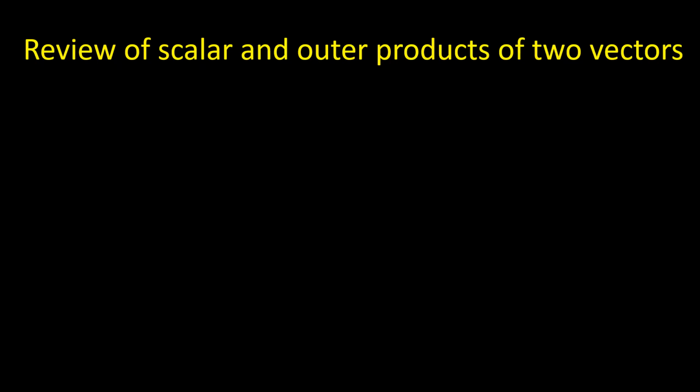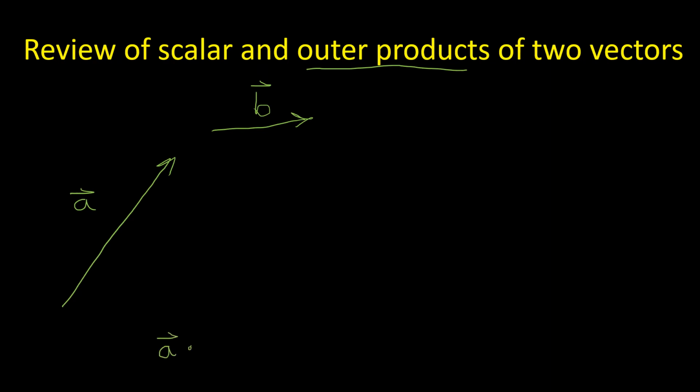So what do we mean by that? Well, let's review what scalar and outer products of two vectors are. The outer product is what gives rise to what we call the bivector. So let's just draw two vectors here, A and B. Now, to discuss the dot product, the scalar product, I'm just going to deal with the dot product of A with B's unit vector. That's all we'll need here. So the direction of B's unit vector would be about like this.